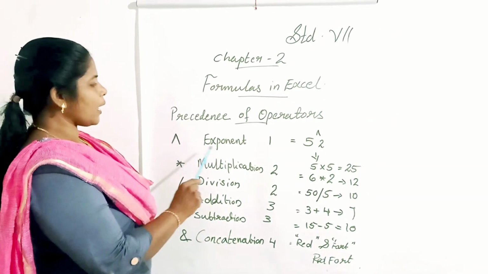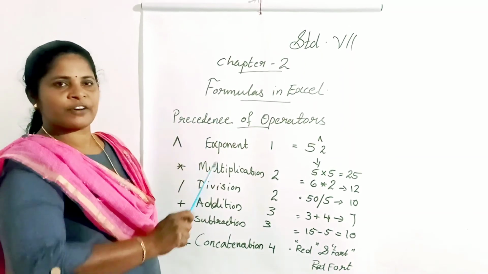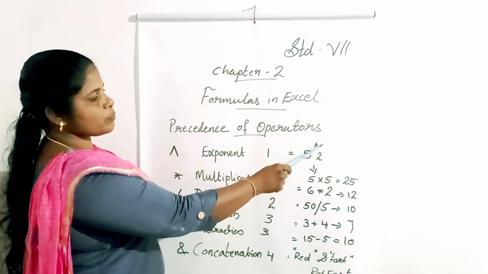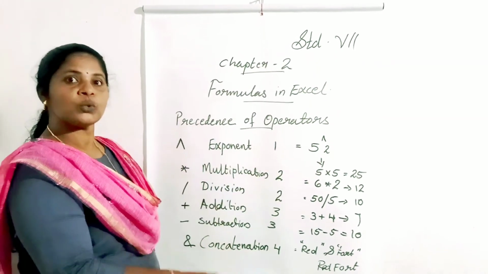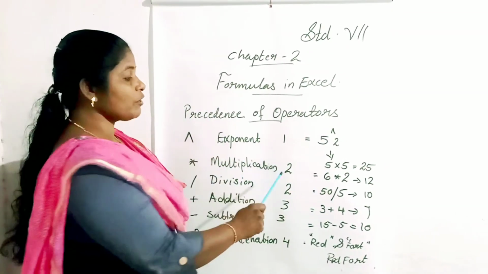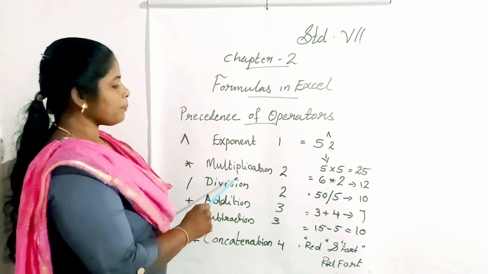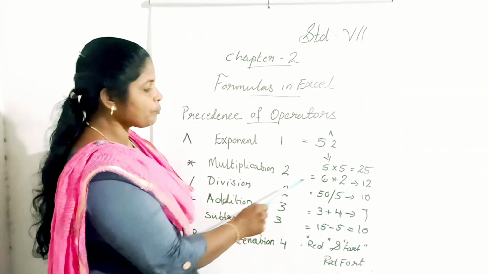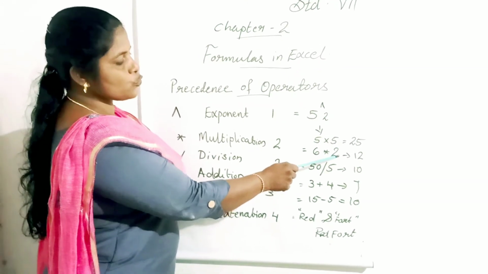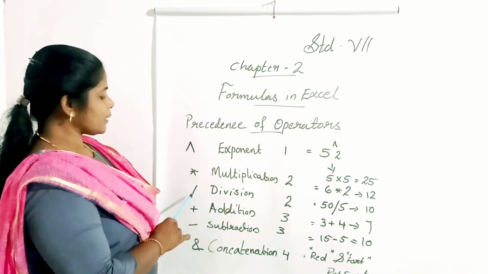First one, exponent, which has the first preference. For example, 5 exponent 2 means 5 raised to 2, that means 5 into 5. What is the result? 25. And the next one, multiplication, which has precedence 2. For example, equal 6 into 2. What is the answer? 12. And the next one, division.